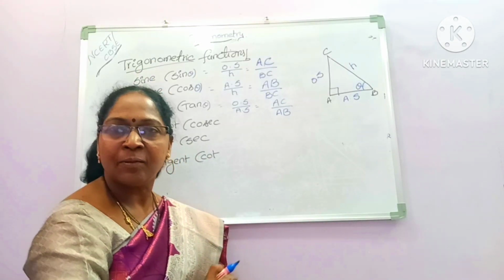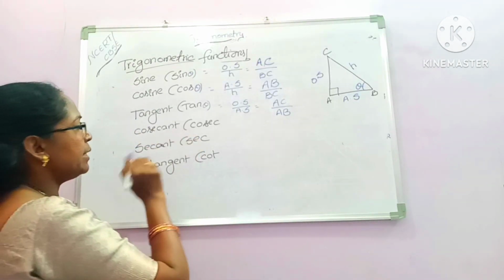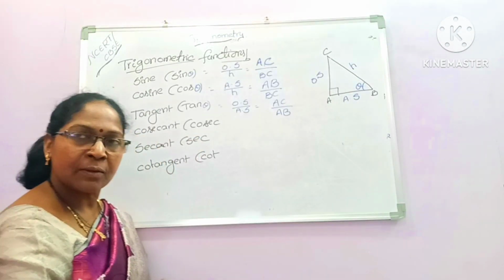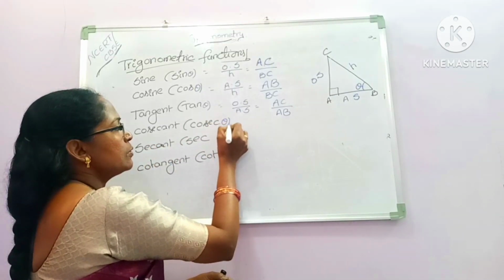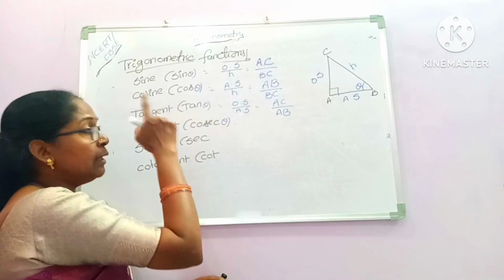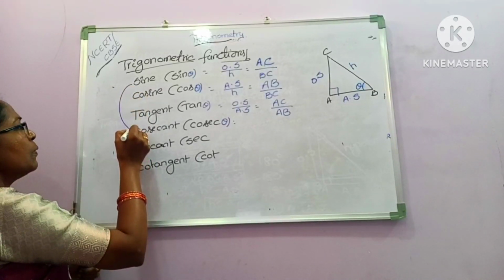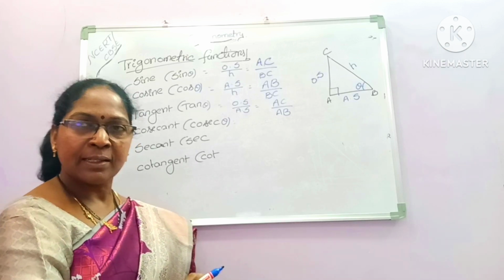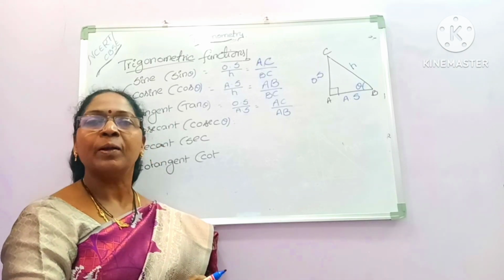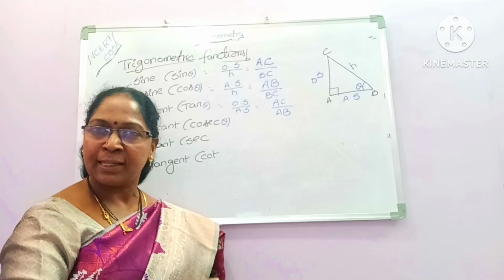These three are basic trigonometric functions, and the remaining three you can find by using these three basic trigonometric functions. How can you find out? Just let us see here. Cosecant, short form cosec theta. Cosecant theta is the reciprocal of sine. Reciprocal means sine reciprocal is 1 by sine theta.